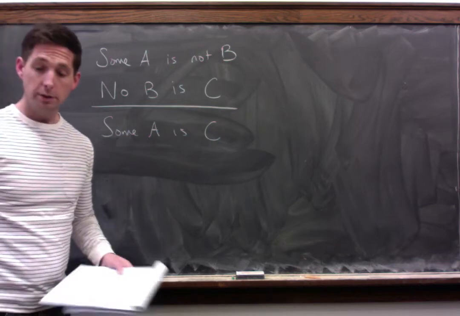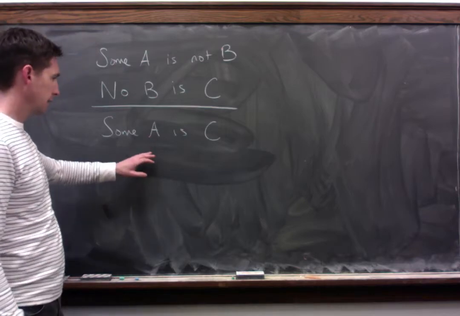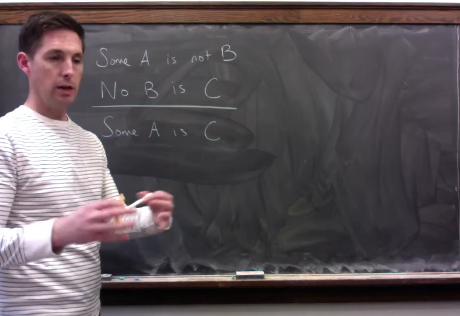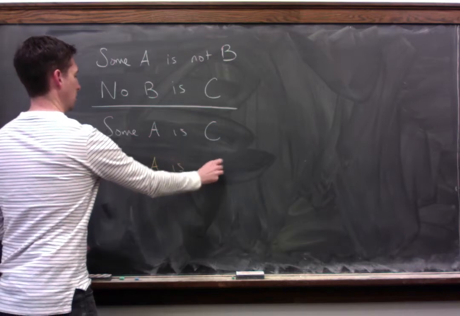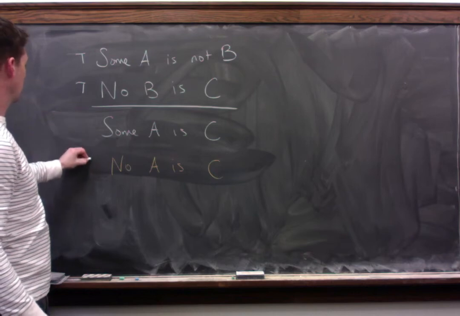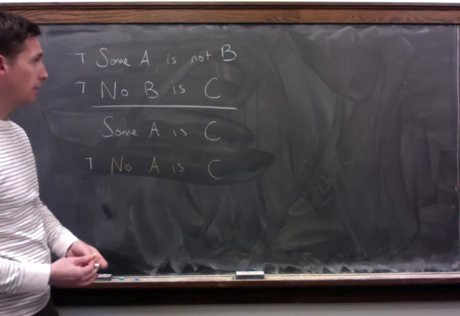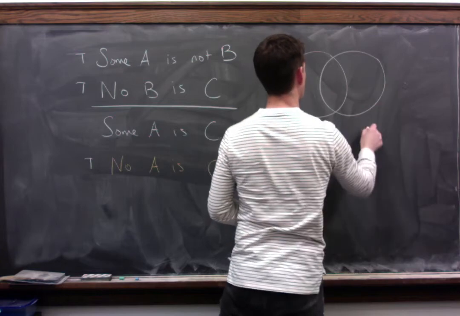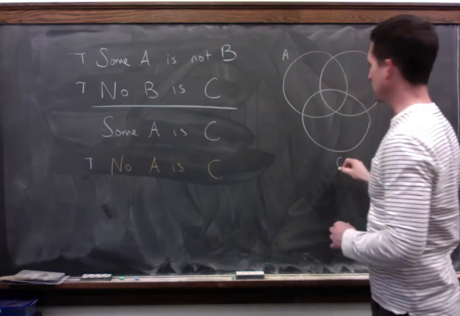Okay, so once again, our first step is to write down the negation of the conclusion. The negation of some A is C is what? Well, if it's not the case that some A is C, there must be no A's that are C. So that's the negation. And again, we want to see if we can diagram these being true and the negated conclusion being true. We want to know if that's possible. So again, we're going to go over here and draw our diagram. We've got A, B, and we've got C.